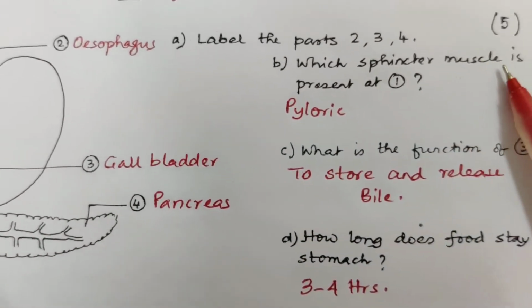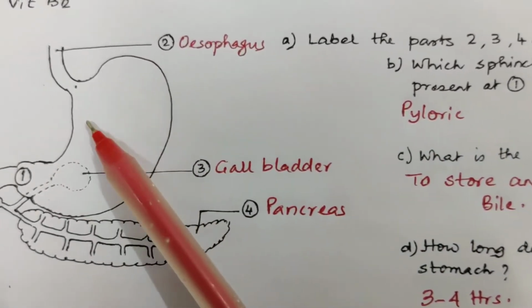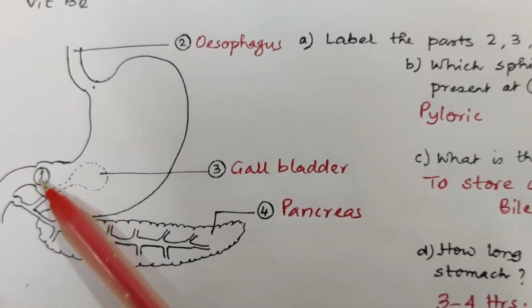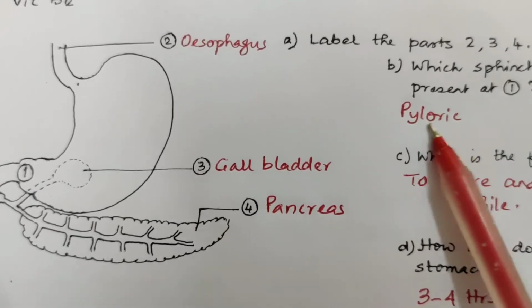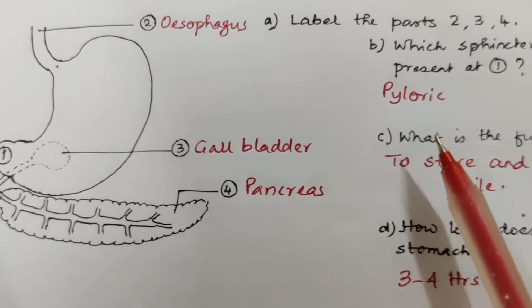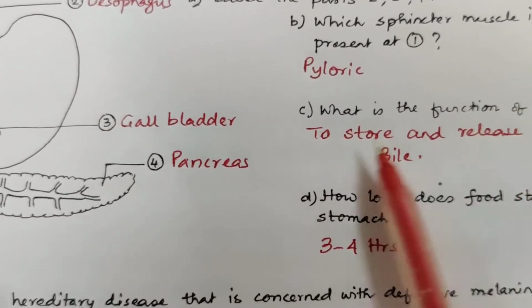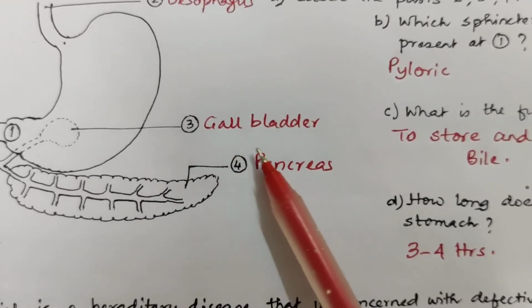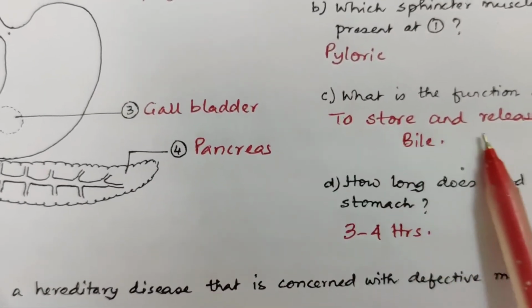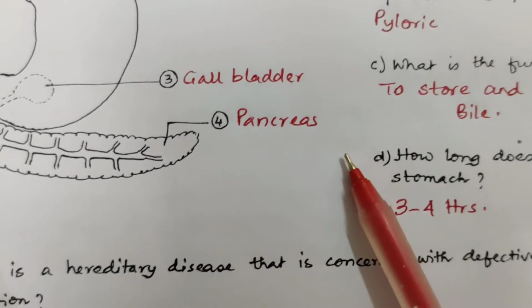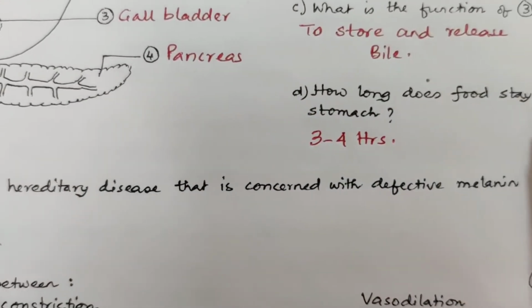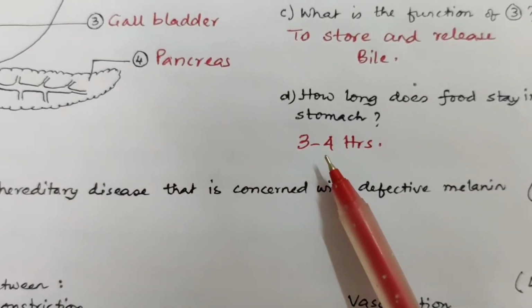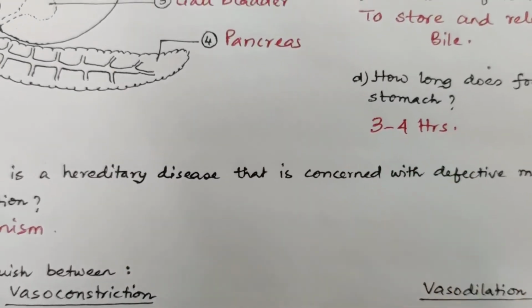Now which sphincter muscle is present at 1? Here, this is the pyloric part of the stomach, so the sphincter muscle's name is pyloric sphincter. What is the function of 3? 3 means gallbladder. Its function is to store and release the bile. Now next question is, how long does the food stay in the stomach? It is about 3 to 4 hours maximum.